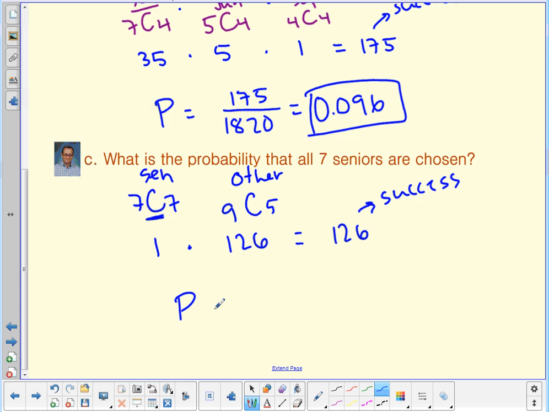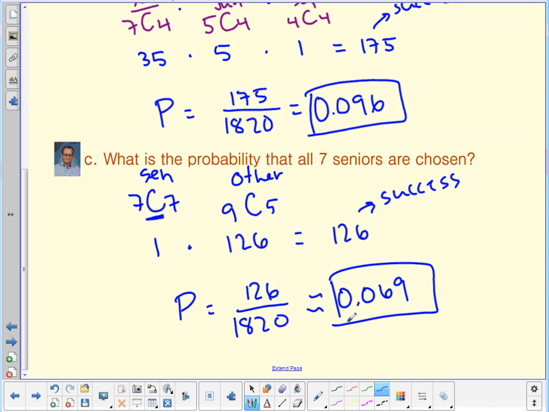Then the probability is 126 out of the 1,820, which is 0.069 for a probability there. So about a 7% chance that that could happen.